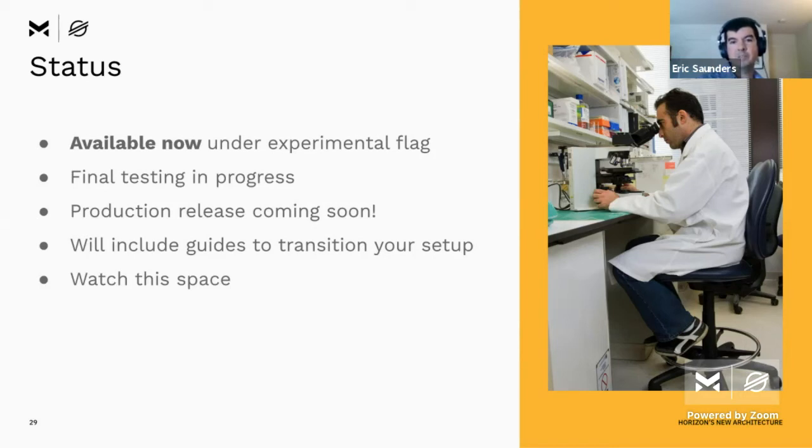We actually have to use these microscopes to do the tests. Not really. But the final testing is in progress.